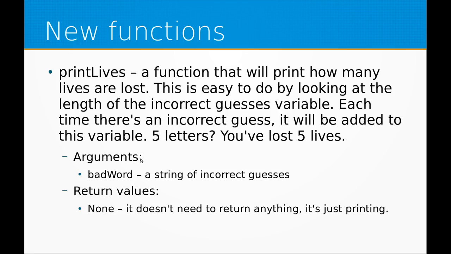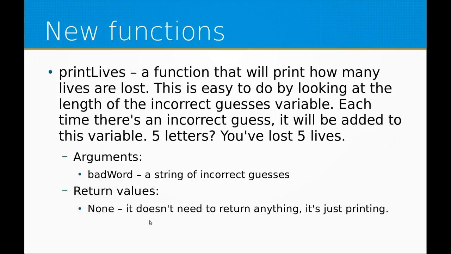We can see, okay, what do we need to have in order to figure out how many lives we've lost? Well, all you really need is the amount of incorrect guesses, which we're storing in bad word. So bad word, if you've made 2 incorrect guesses, will hold 2 letters. So all you really need to do is print the length of bad word. I'd recommend putting some nice wording around it. Say, hey, you've lost so many lives. That's all it really needs to do.